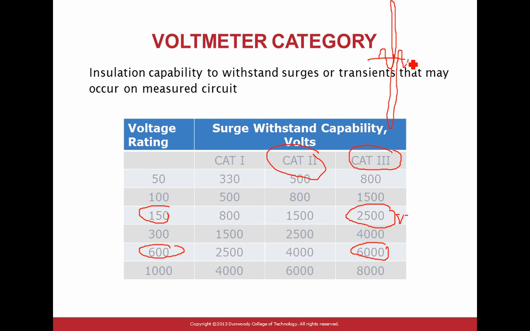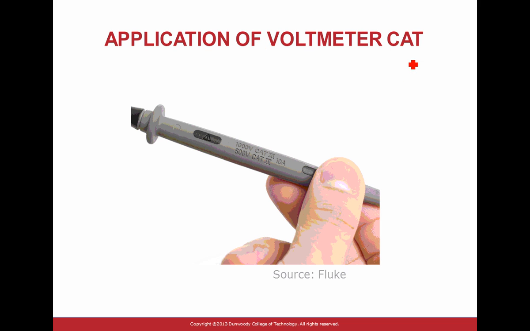Any comments, guys, about category 3 and category 4? The probes, the application of the probes, have to have an insulation at the end. These don't have one, but typically that end has to have insulation. These are the safest probes that you can use.